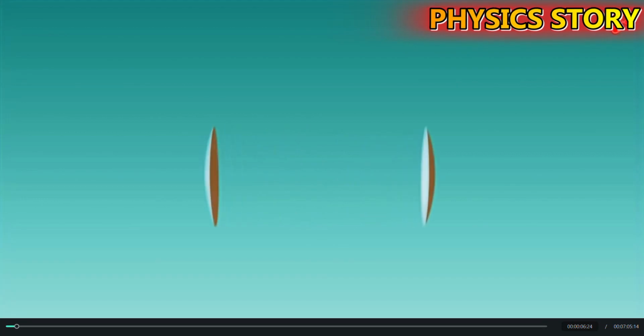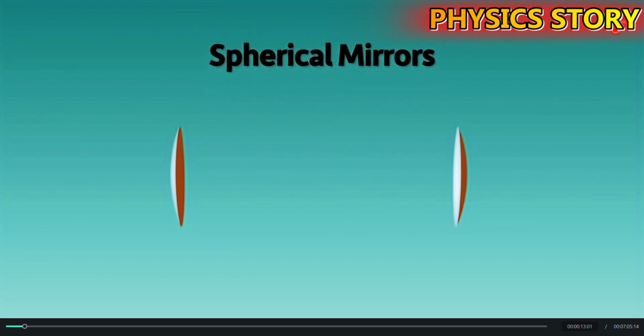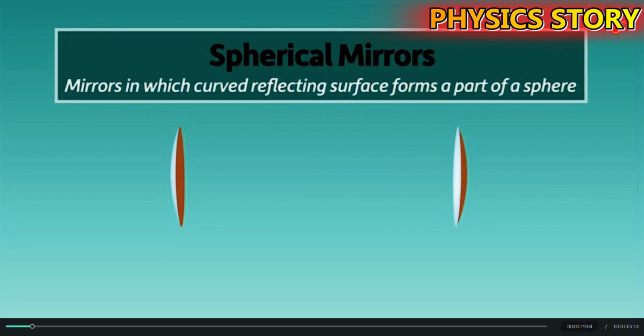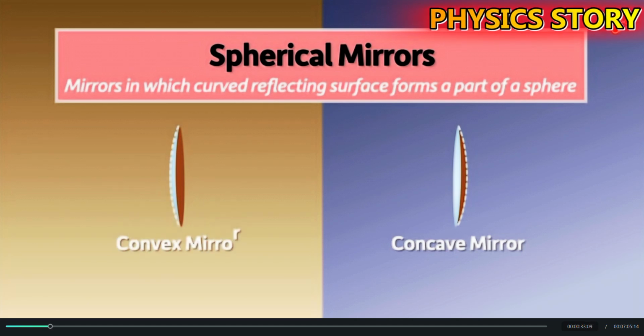In the last video, we defined several terms related to spherical mirrors. What are spherical mirrors? Mirrors in which the curved reflecting surface forms a part of a sphere are called spherical mirrors. Spherical mirrors can be of two types. One in which the reflecting surface is curved inwards, they're called concave mirrors, and the others in which the reflecting surface is curved outwards, they're called convex mirrors.